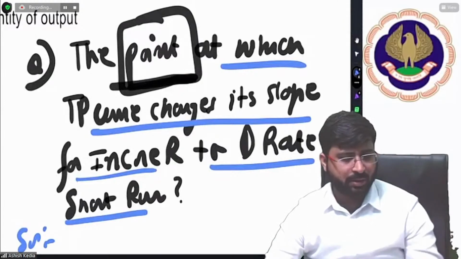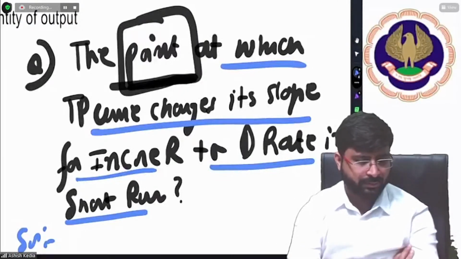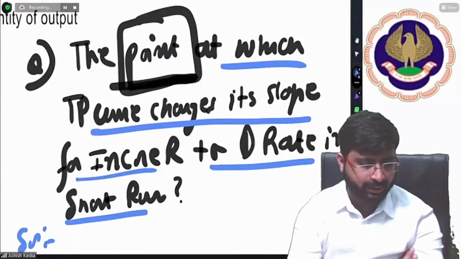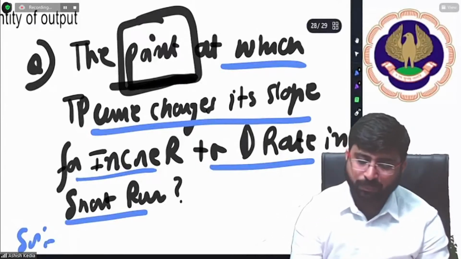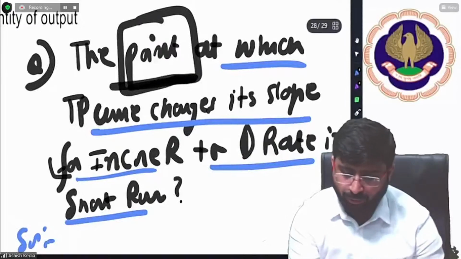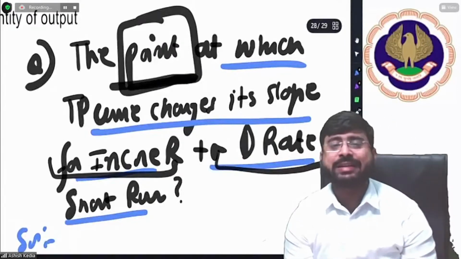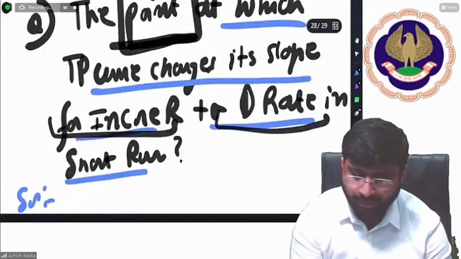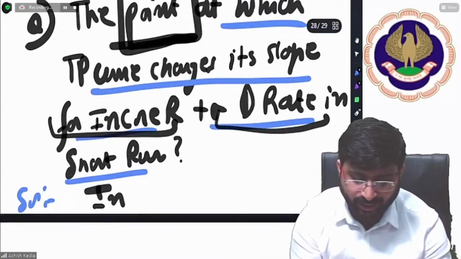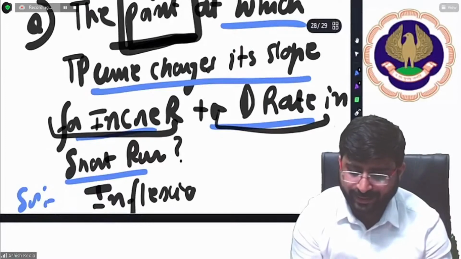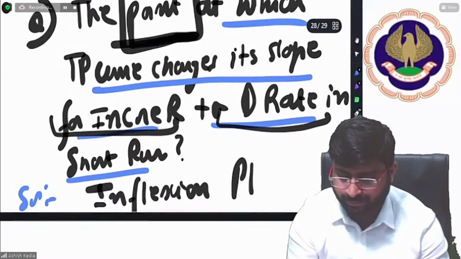Absolutely correct. So if we have a discussion, my dear friends, the point at which TP curve changes its slope from increasing rate to diminishing rate in the short run, that point is known as the inflection point. Absolutely, inflection point.